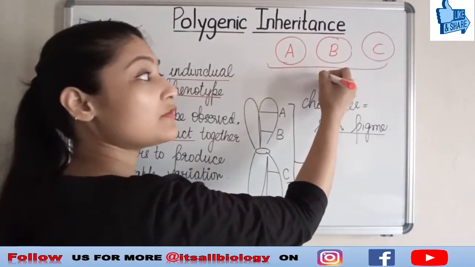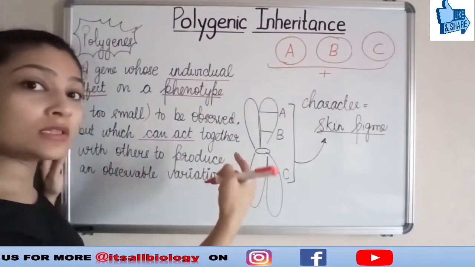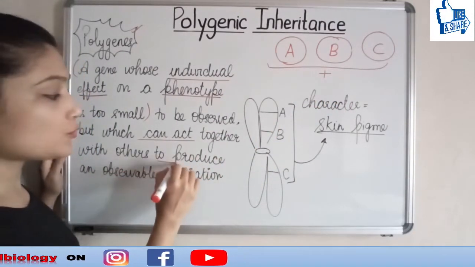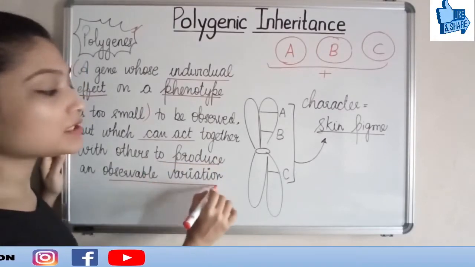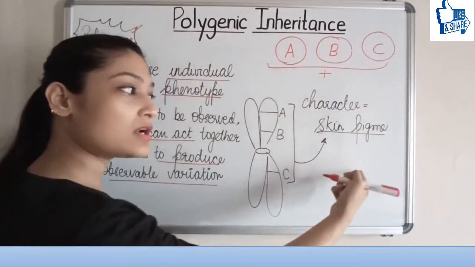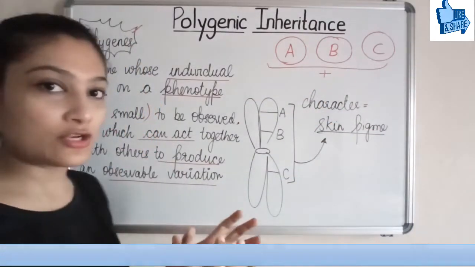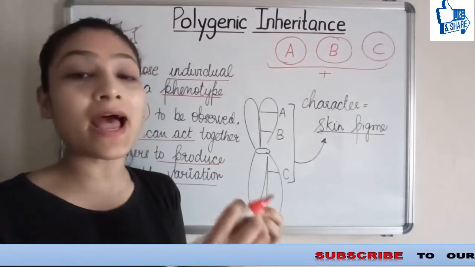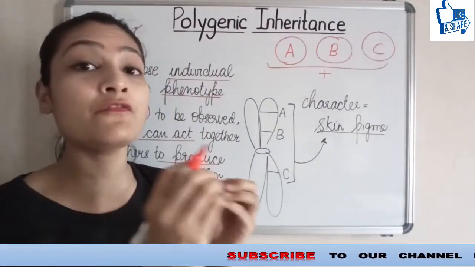But when they act together, all the three genes, in this case with others, they produce an observable variation. When they are present together, they are going to produce such a phenotype which can really be observed and which is going to show a variation.